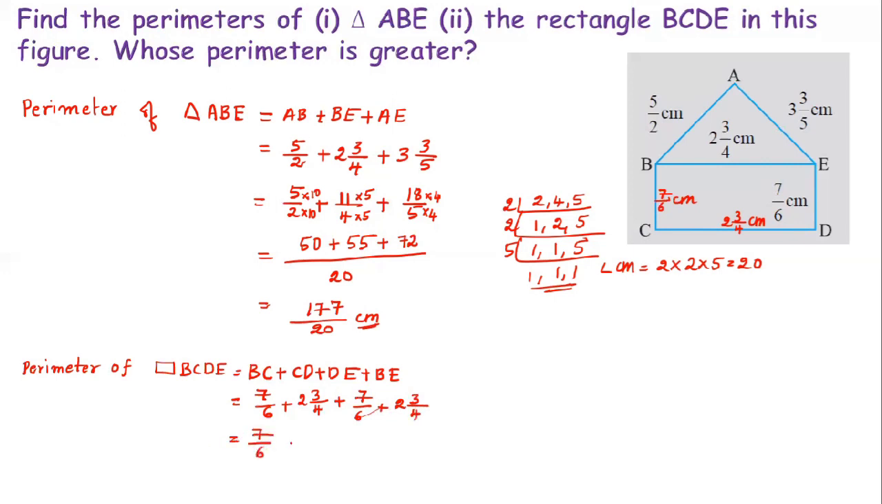Length of BC is 7 by 6 plus length of CD is 2 3 by 4. Now 7 by 6 plus 4 twos are 8, 8 plus 3, 11 by 4, plus 7 by 6 plus 11 by 4. Now 7 by 6 plus 7 by 6 is equal to how much? Denominators are equal. Then 11 by 4 plus 11 by 4. 7 by 6 plus 7 by 6 is 14 by 6. 11 by 4 plus 11 by 4 is 22 by 4.